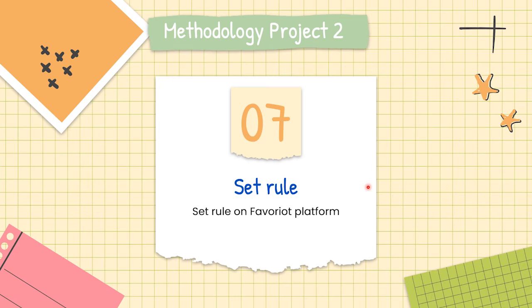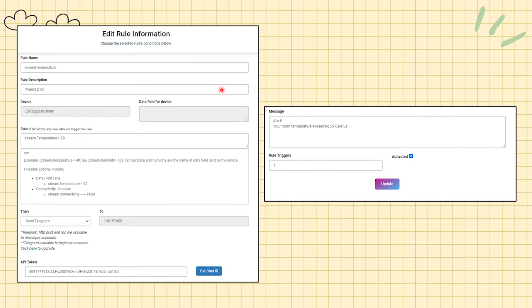On step 7, we will set a rule in the Favoriot platform. So I will explain how I set the rule for the Favoriot platform. A rule is to set a condition to let the platform send notification to our Telegram. So we need to set a condition to let the platform know when it needs to send the notification. So this is the form to set a rule.